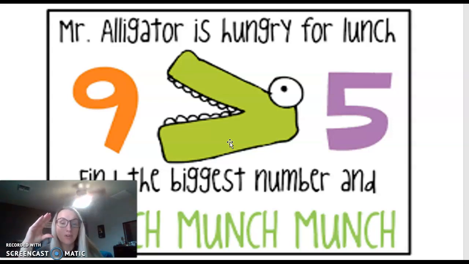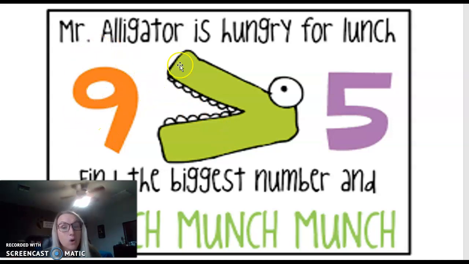So when that mouth is facing the larger number, that's the greater number. Okay? So that's going to help us determine which number is bigger. The number 9 is bigger in this case, so our alligator is eating that number 9. All right? Let's take a look at another one.